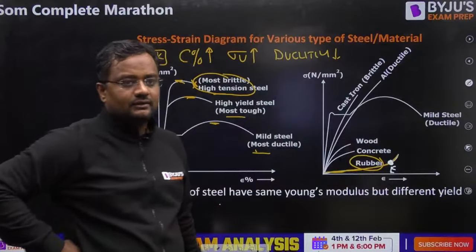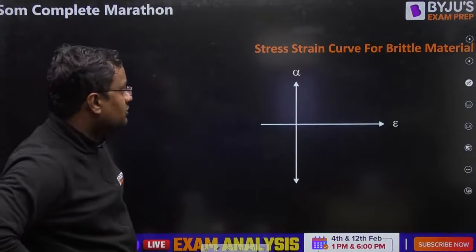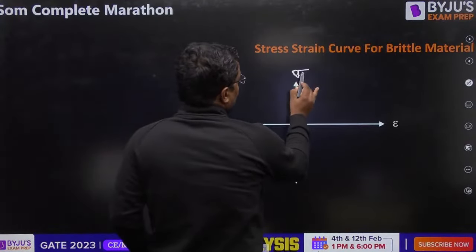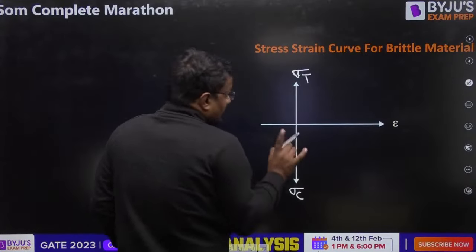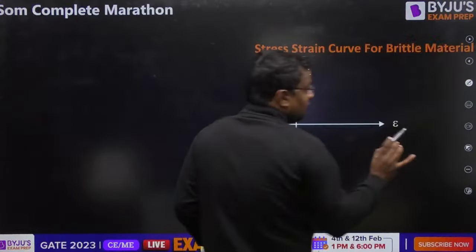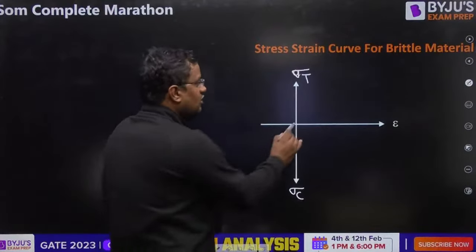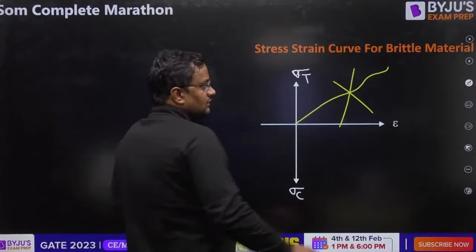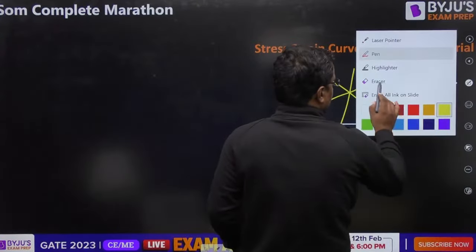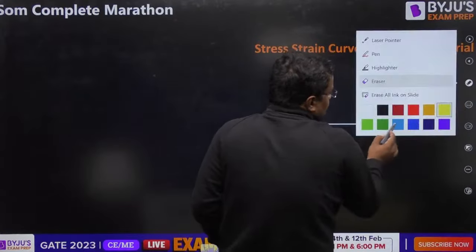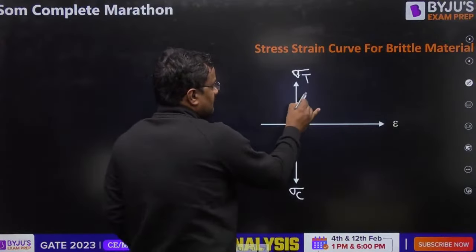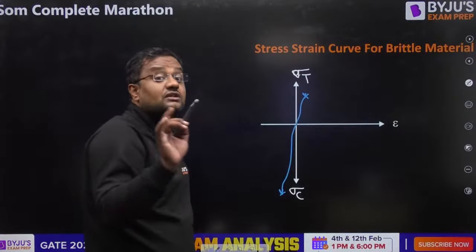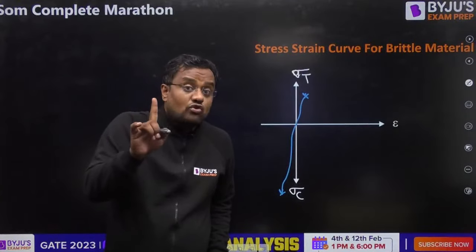Now, let me tell you the stress-strain curve for a brittle material. This is the sigma positive side, that means compression. If it is brittle, it will fail with less strain. It cannot fail with high strain. Brittle means it is failing with less strain, so it will be like this. It is failing here with less strain. But in compression, brittle materials are stronger, like concrete.